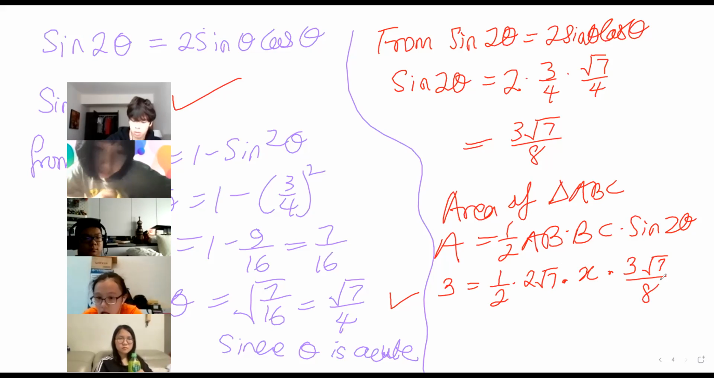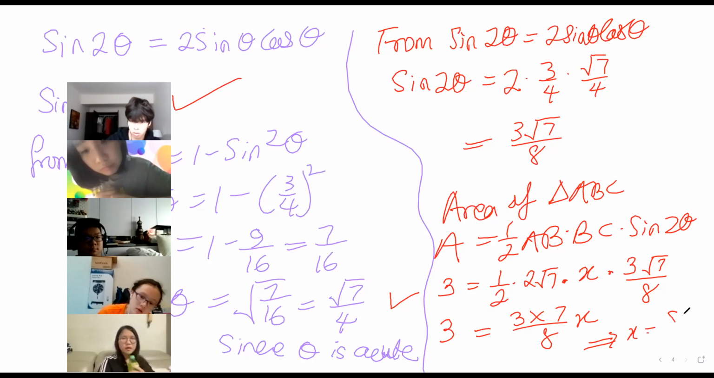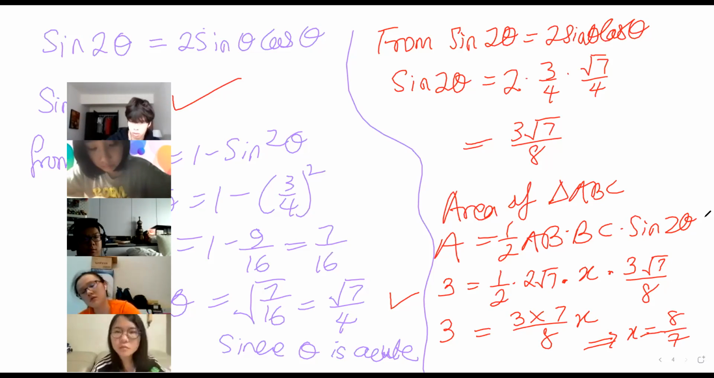And this is the easiest way to go about it. So basically we have 3 is equal to, 2 and 2 cancel, root 7 and root 7 becomes 7. So you have 3 times 7 divided by 8, times x. At the end, you get your 8/7, which is what I think most of you got. So x is equal to 8/7. So this is how to go about it. What you need in this question is the double angle identity. Understand?